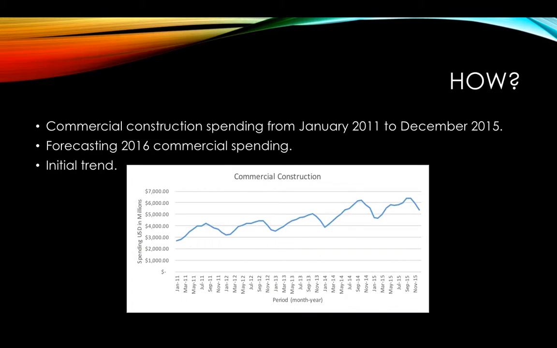How am I going to do this? I'm going to look at the historical data of commercial construction spending from January 2011 to December 2015, and from there I'm going to be able to forecast the 2016 commercial spending values. And right now this is my initial trend with the values from January 2011 until December 2015. There's some slight seasonality in here. It's kind of rigid, nothing perfect, has some spikes and some low points.